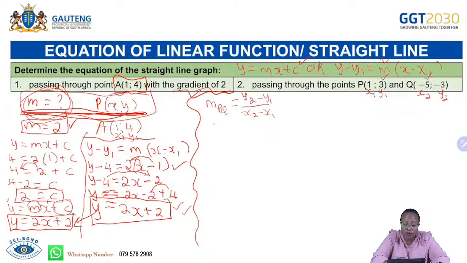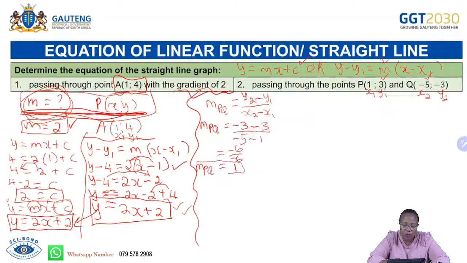Right, let's do the substitution now. M of PQ: y2 is 3, and then the minus from the equation, and the y1 is 3, all over x2 is negative 5, and minus from your equation, and then the x1 is 1. Then this will be 0 over minus 6, which is 0. So M of PQ will be equal to 0. Happy, grade 12, we have a gradient and now a point.